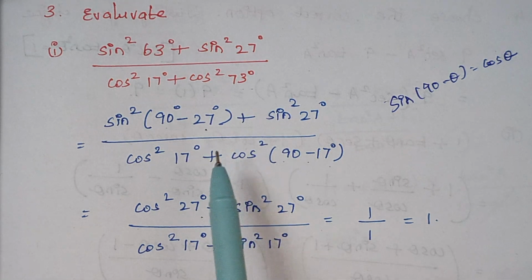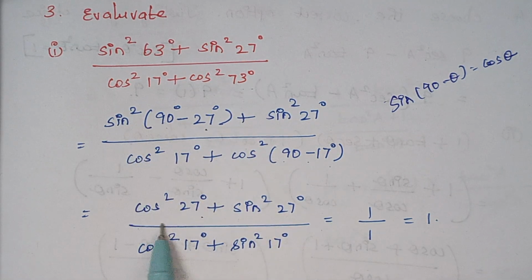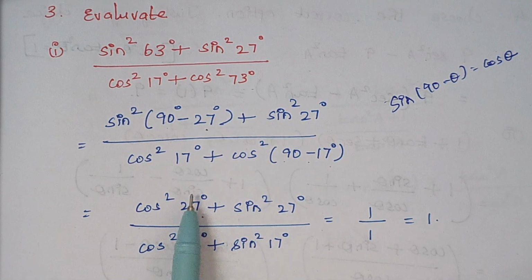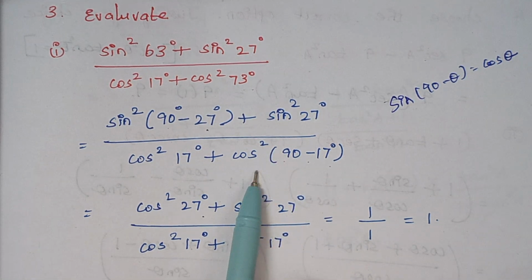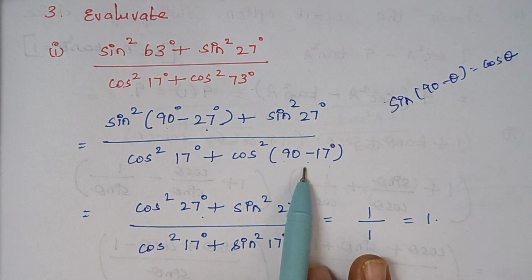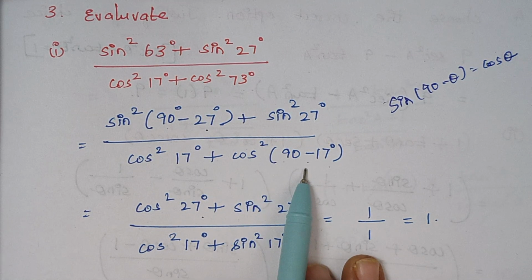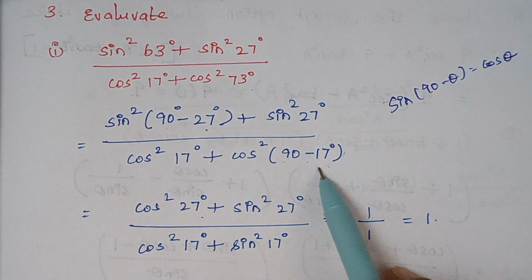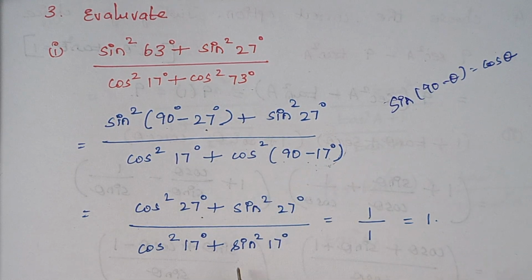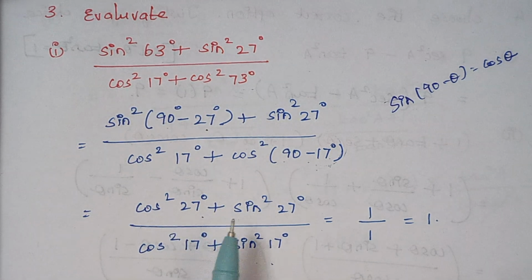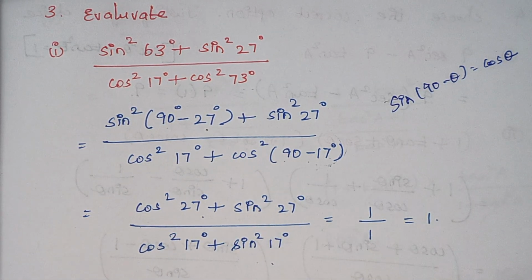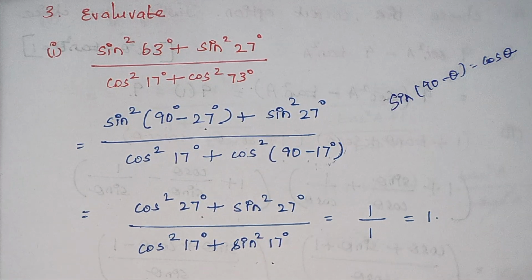So we make an idea to convert. When you look at this expression, it is cos square theta plus sin square theta. Similarly here also we are modifying: cos square 90 minus theta is nothing but sin square theta. What is the value of theta here? It is 17. Therefore here it is sin square 17. So cos square theta plus sin square theta is 1. Similarly cos square 17 plus sin square 17 is also 1. So 1 by 1 is equal to 1.